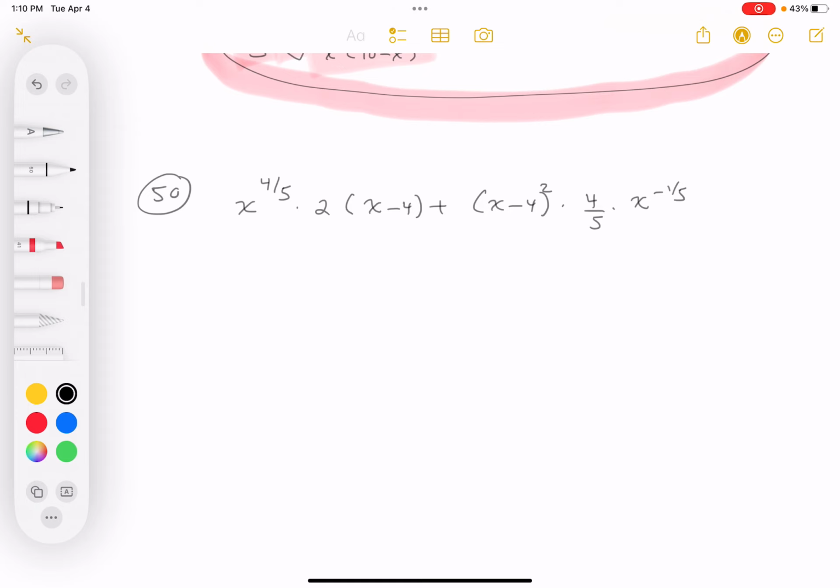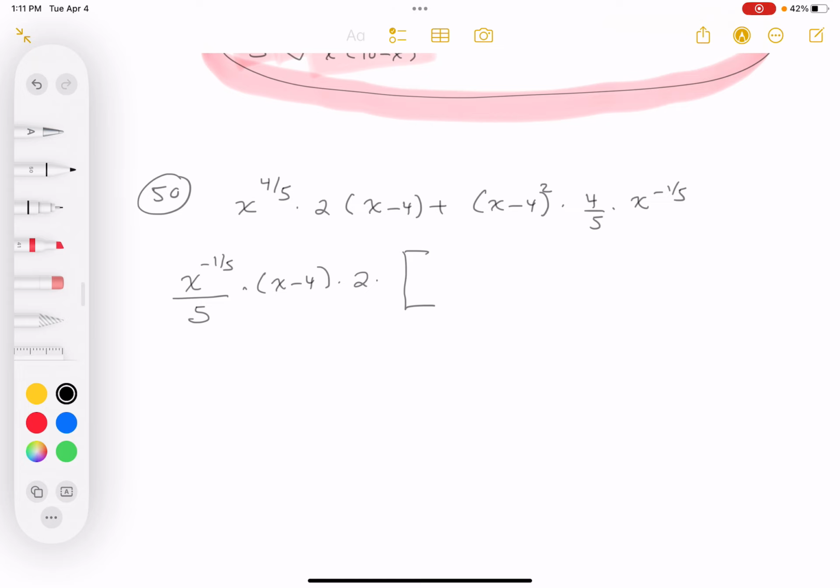All right, there are a variety of ways of doing it. What I'm going to do is pull things out. I'm going to pull out x to the minus 1/5. I'm going to pull out a fraction, that's a 5. I'm going to pull out an x minus 4. I'm going to pull out a 2. We'll clean this up later, by the way.